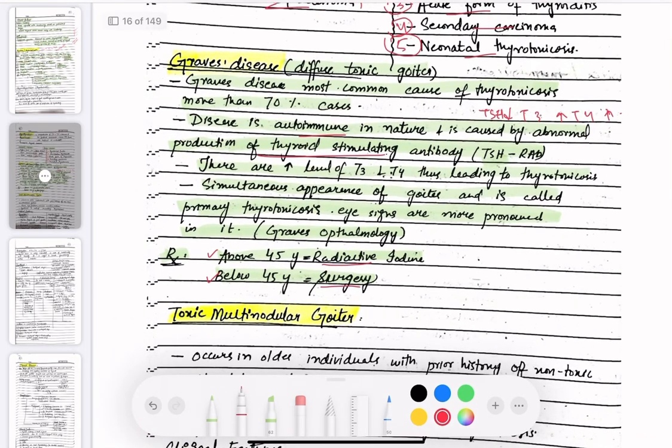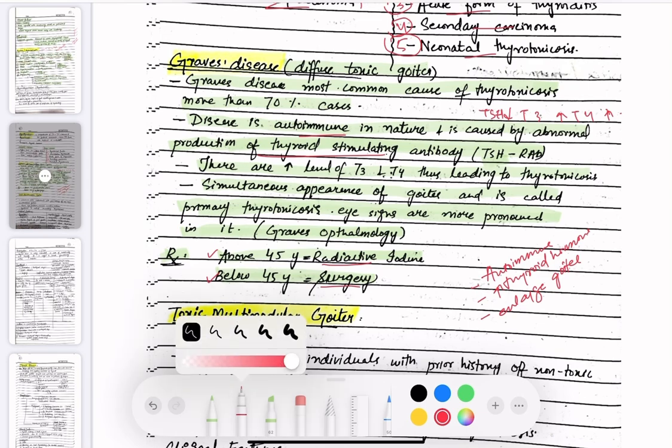The concept of Graves' disease or goiter: this is an autoimmune disease in which a very high amount of thyroid hormone is generated, which leads to an enlarged goiter. So this is the basic concept. If it occurs above 45 years of age, then radioactive iodine is given, and if it occurs below the age of 45 years, then surgery is done.